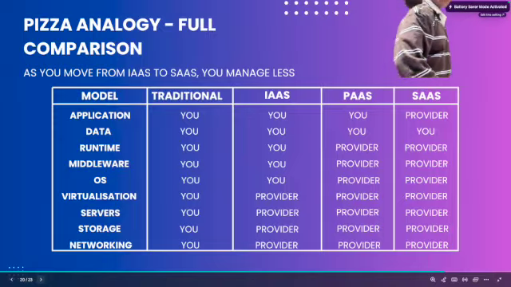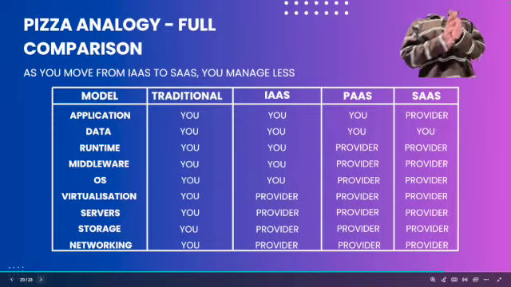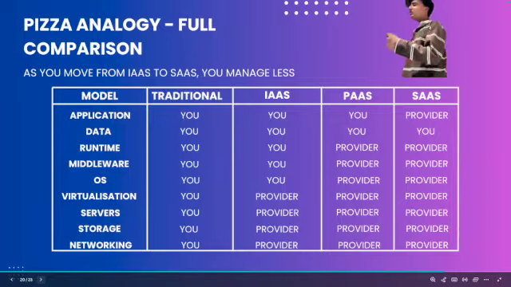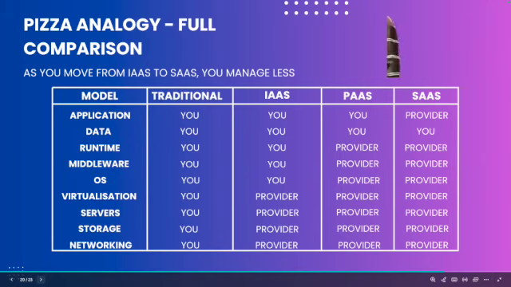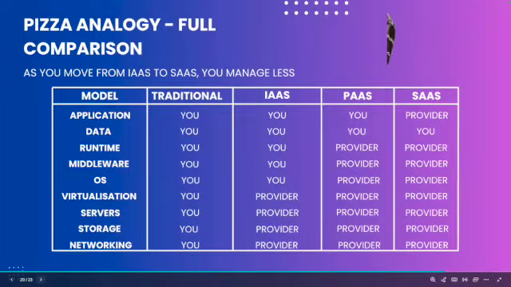Very good. Pizza analogy, full comparison. As you move from infrastructure as a service to software as a service, you manage less. That makes sense, right? Because now you're not managing how to knead the dough. Another example is you're just asking your mom to make the pizza and she serves it to you, if you guys have nice moms. Then platform as a service is you tell your mom, mom, I don't want mushrooms on my pizza. That's it. With SaaS, she just makes it for you. You just got to eat it.